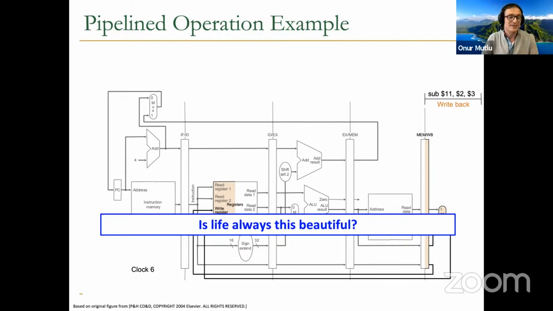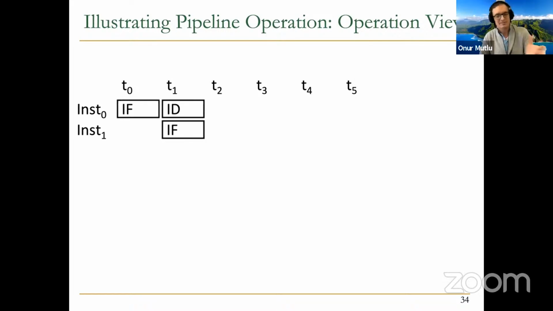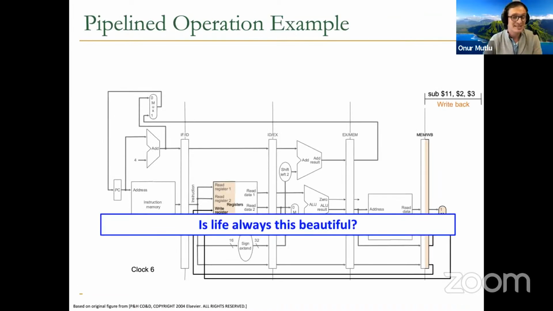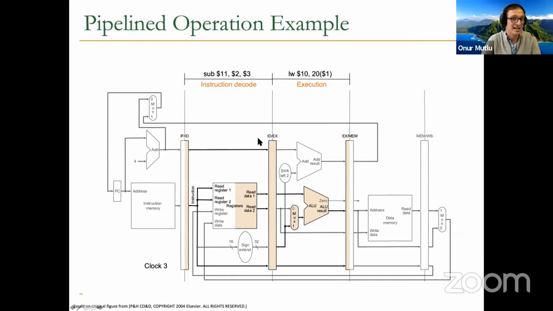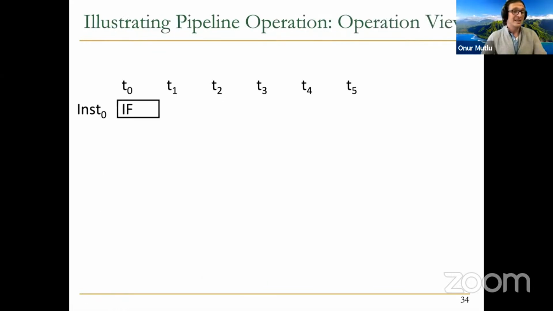But of course, life is not always this beautiful. Let's take a look at this operational view before we get into the non-beautiful aspects. Well, it could be beautiful aspects, but there are aspects that you need to deal with. Life is not as nice, meaning that things are not independent. In this case, I showed you an example of load word, and the subtract doesn't depend on the load word. Okay, so let's take a look at an ideal pipeline.